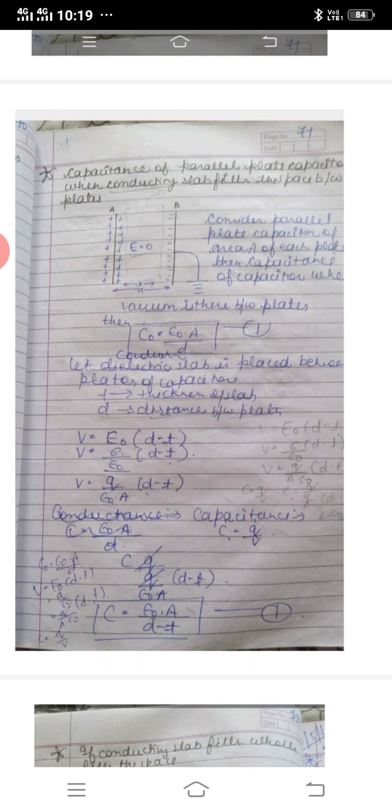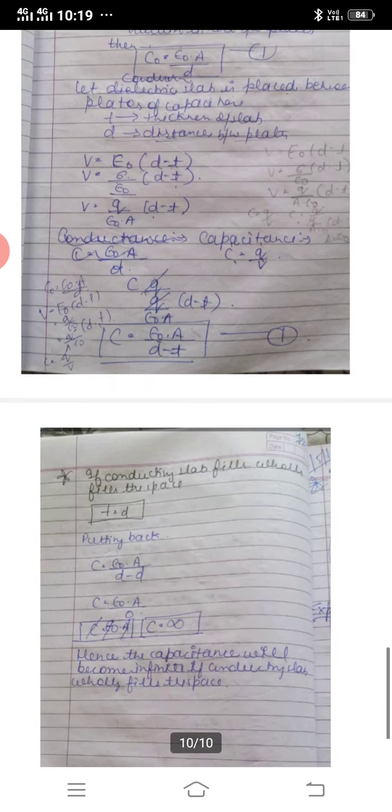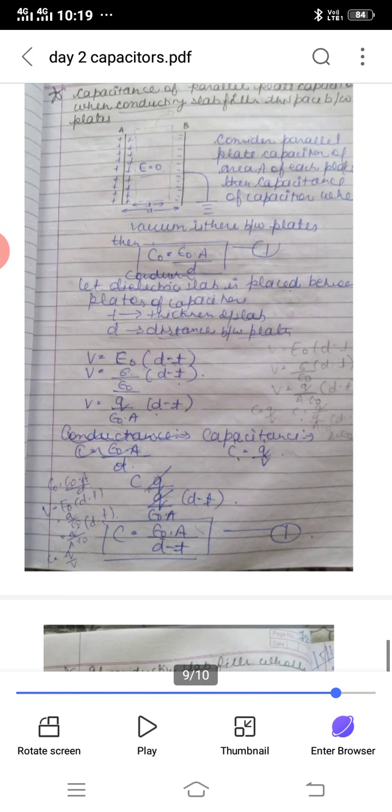Okay, so this is all about the capacitance of capacitor when dielectric slab fills the space, and next is the capacitance of parallel plate capacitor when conducting slab fills the space. So it is also very easy. Same as this, only one difference is there, that inside the conductor electric field is 0. I told you earlier also that charges in a conductor reside on the surface only, and inside the conductor the electric field is 0. Okay, so everything will remain same, but in place of E there will be 0.